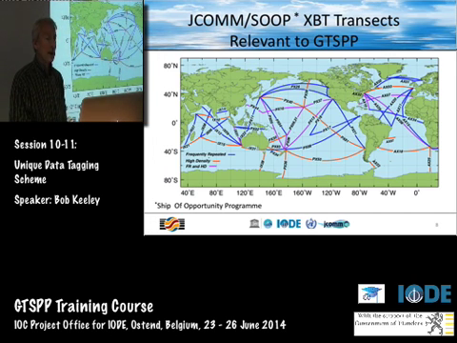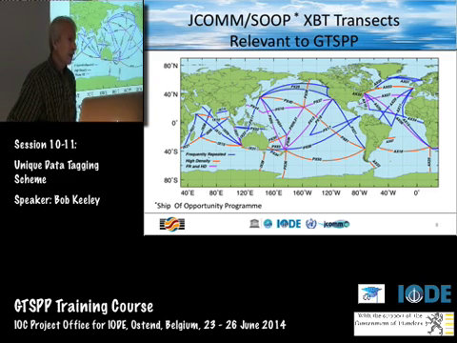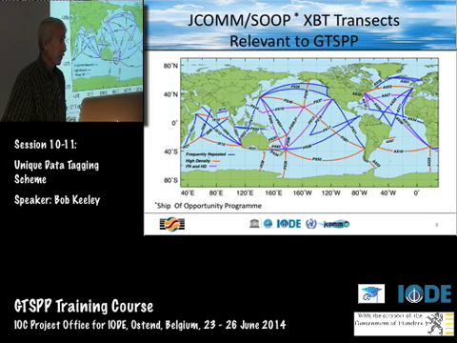Here's a schematic of where they tried the SOOP, the Ship of Opportunity Program of JCOMM, tries to maintain ships on these particular tracks, the ones that you see here. And this shows, in fact, three different kinds. The frequently repeated, which they try to do monthly. The high density lines mean they want to drop an XBT, I think, every 25 kilometers. And some lines are supposed to be high frequency and are high density and frequently repeated.